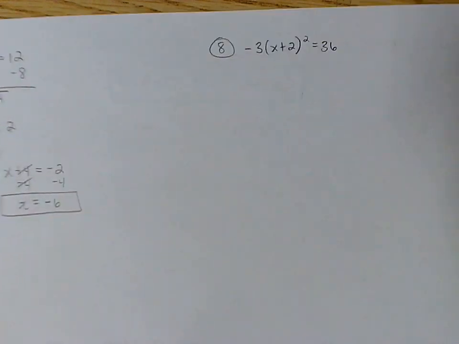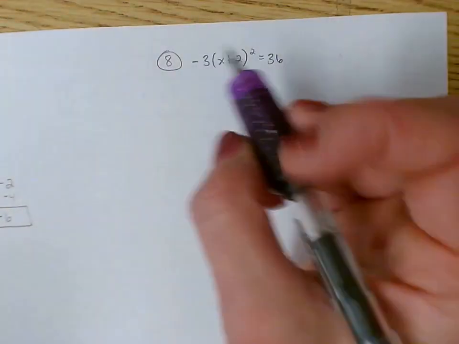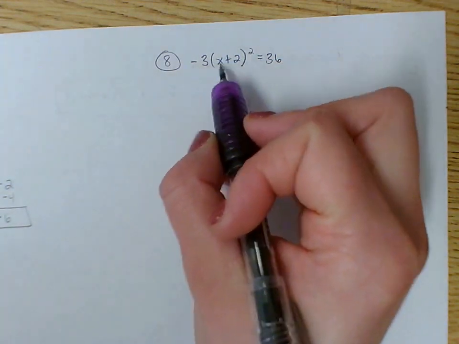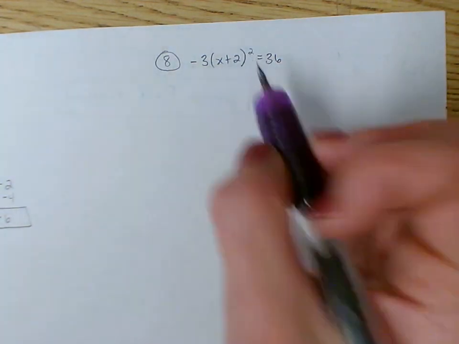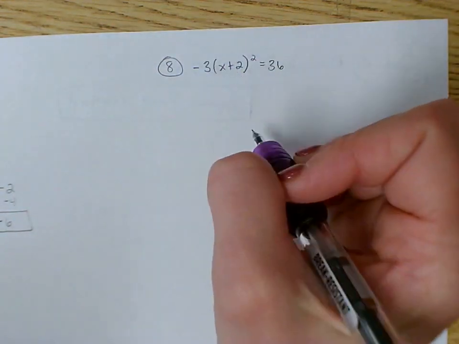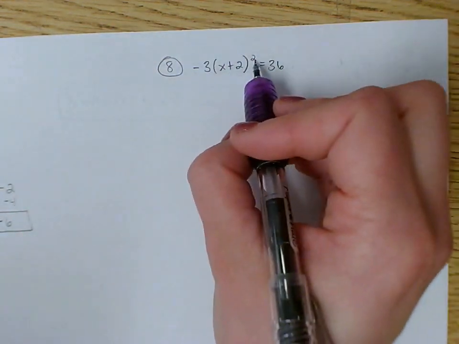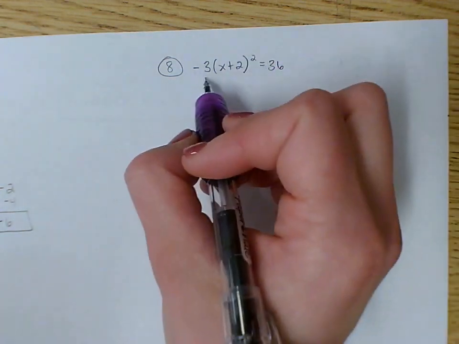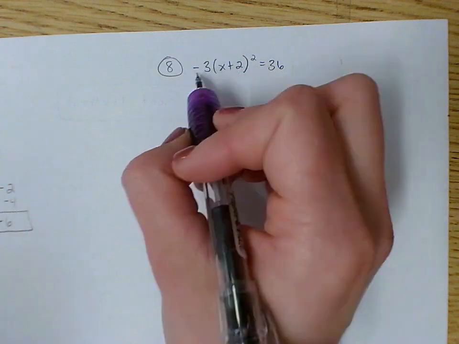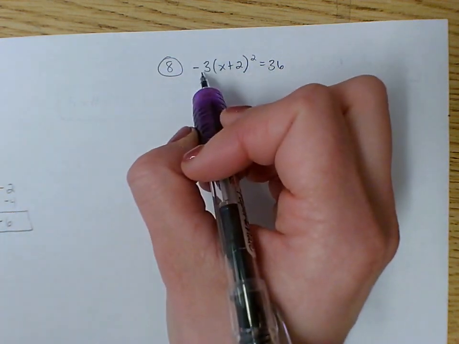All right, what if you had a problem like this? Well, notice you have a parentheses and it's got some stuff in it squared, so that's like the vertex form. So you'll be able to solve it using the square root method, but you've got to get the part that's squared by itself. If you look, the part that's being squared is the x plus 2. So what I'm going to have to do is get this negative 3 away from that side.